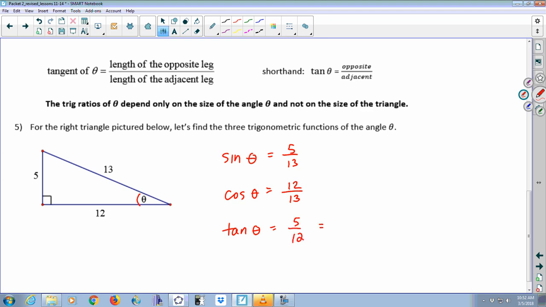So I just want to show you something. Tangent theta is sine theta divided by cosine theta. But look what happens. Sine theta is 5/13 and cosine theta is 12/13. When you end up dividing by 12/13, you multiply by the reciprocal. Because you have the same denominators, they cancel and you just get opposite over adjacent. But tangent theta is sine divided by cosine, and we just say opposite over adjacent because the hypotenuse is the same in both. All right, any questions on those three trig functions?